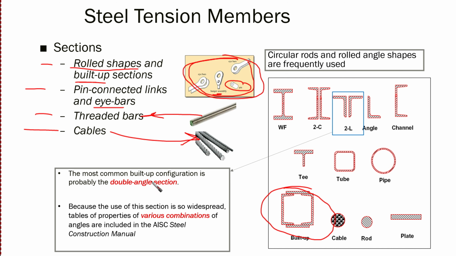The most common built-up configuration is probably the double angle section. As you can see here, the double angle section is considered to be one of the most commonly used cross-sections for tension members. Because the use of this section is so widespread, tables of properties of various combinations of angles are included in the AISC steel construction manual. So you're going to find a wealth of information in the manual regarding this double angle with different orientations, for example.